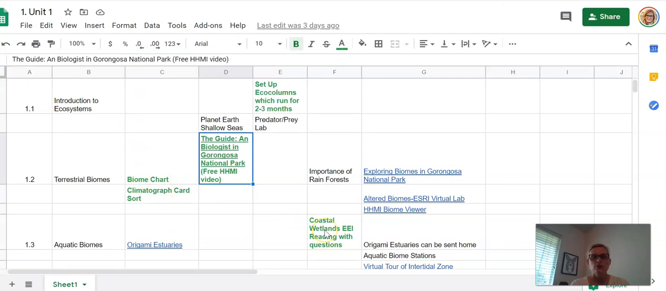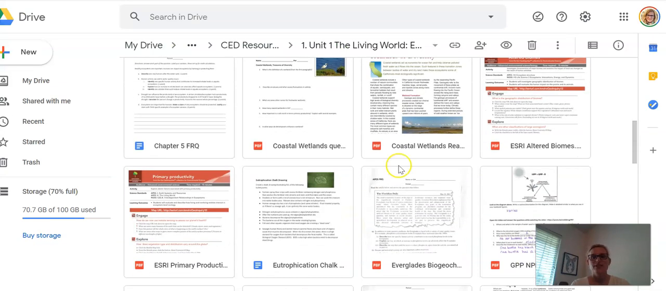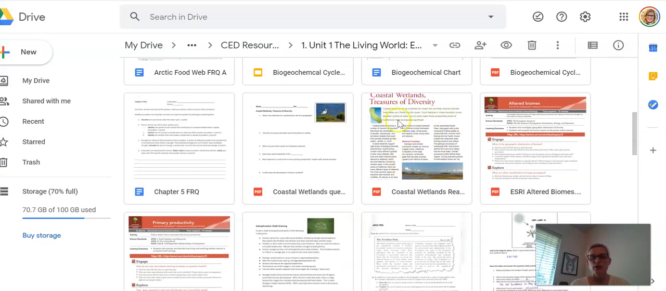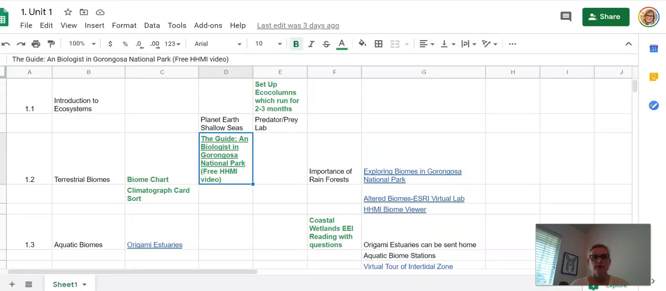Okay, so the other items like coastal wetlands reading should be in here. There it is. Okay, coastal wetlands reading here, and the questions here. So again, if you see an omission, please let me know and I will fix it.